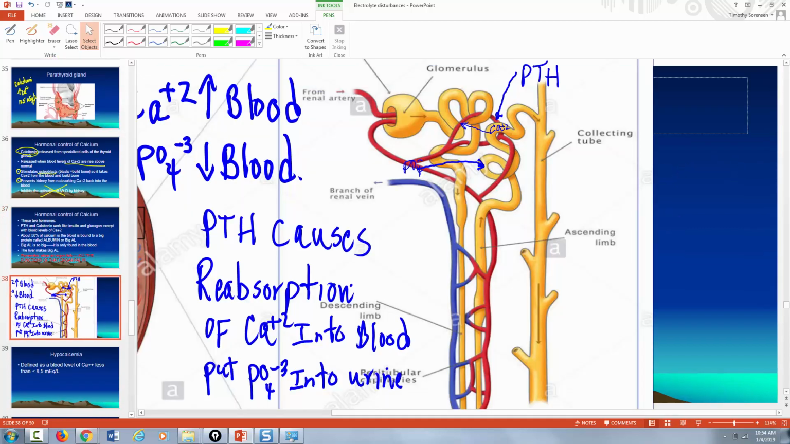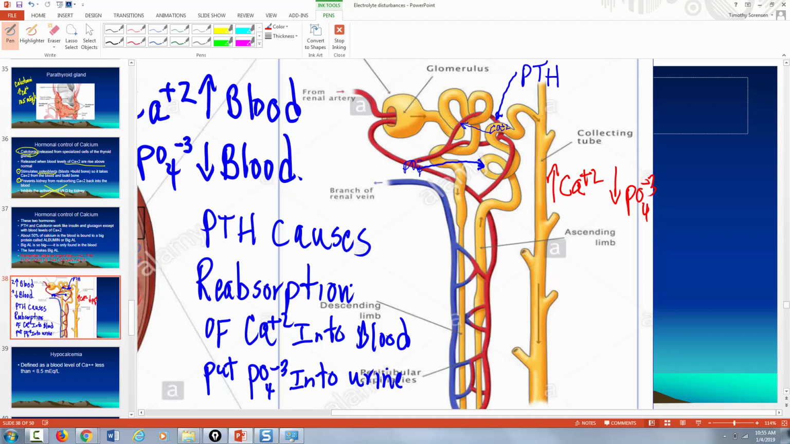And then just real quick, calcium and phosphate work in opposite directions. All right? When blood levels of calcium are high, it will cause a drop in phosphate levels in the blood. So they are diametrically opposed.